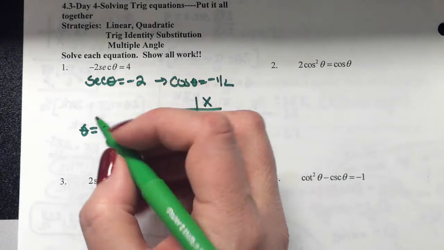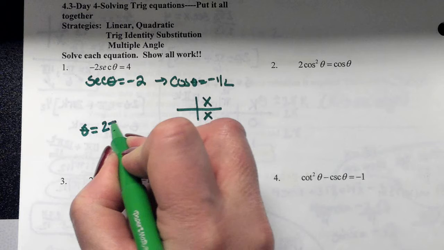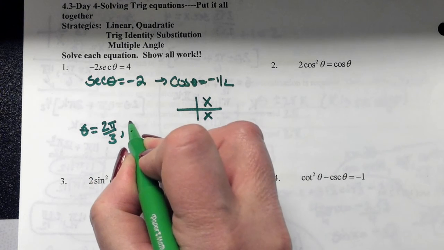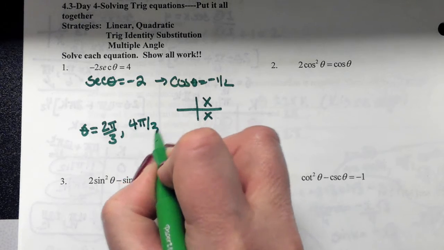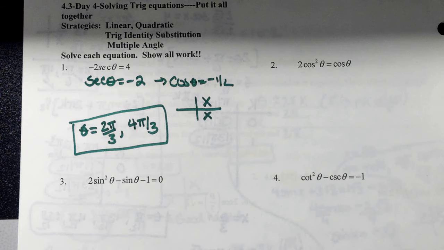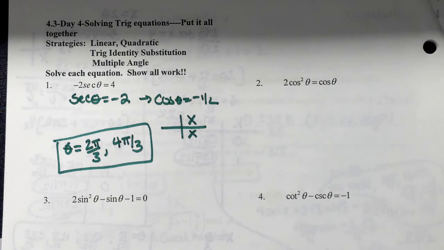So what's the angle going to be in quadrant 2? Where is cosine equal to -1/2? At 2 pi over 3, and then down there in quadrant 3 it's going to be 4 pi over 3. So there's your two solutions. Okay, so that was the first day. Look at equation number 2.